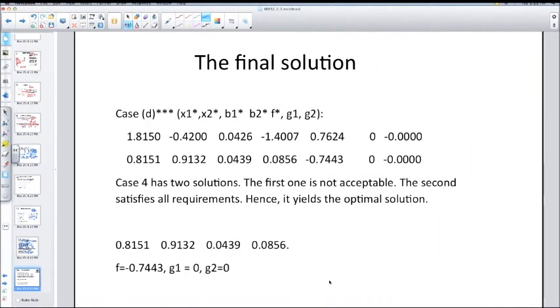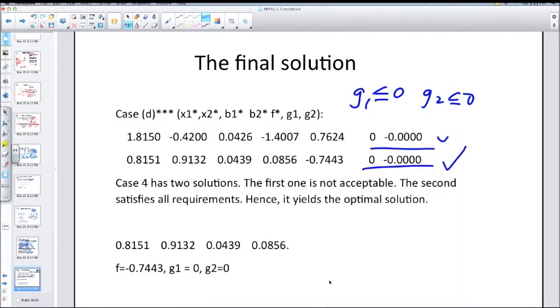Finally, we got only the last case. What's the last case? You have two solutions. The last case is G1 less than 0, G2 less than 0. That's all good. Then beta 1 is not 0, beta 2 is not 0. We don't care about the beta. So among the two solutions, this does not work. You cannot be negative. So that's the only solution.